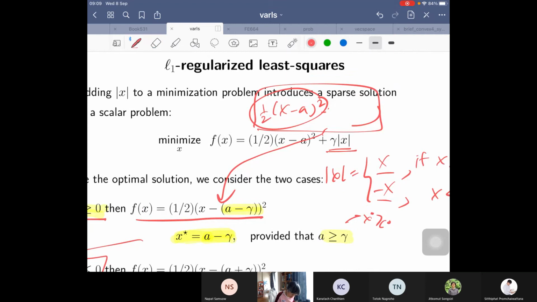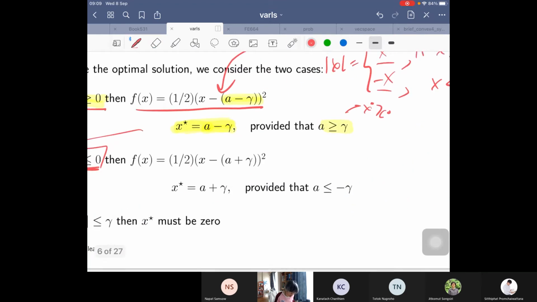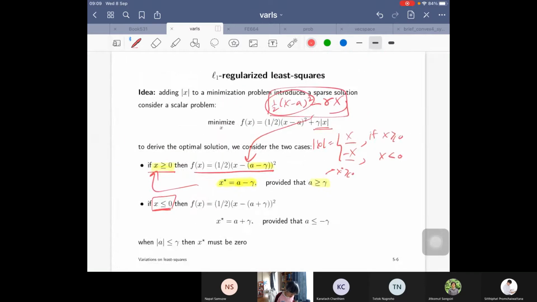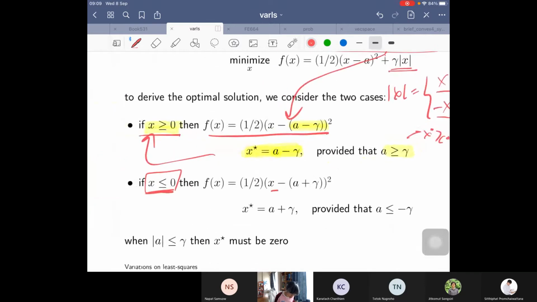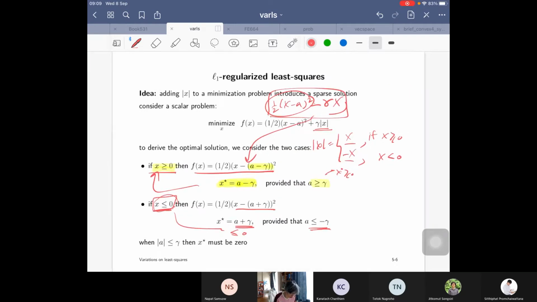So when x is less than 0, my f(x) is of course minus gamma x, right? And then I complete the square again. When I see this expression, my x star would be a plus gamma. And of course, provided that my x star has to be negative, my a must be less than minus gamma.